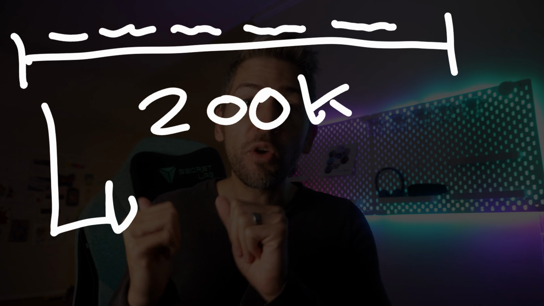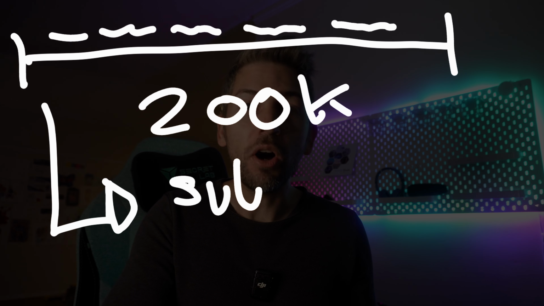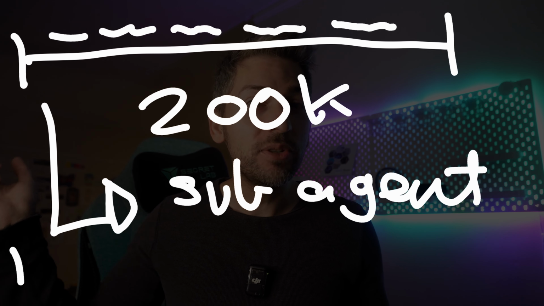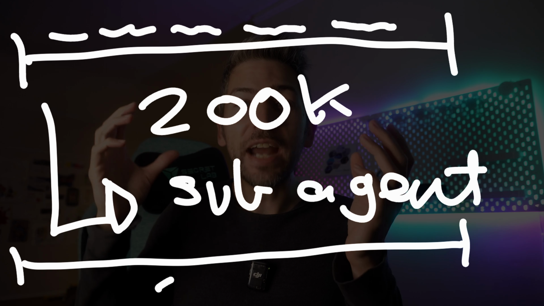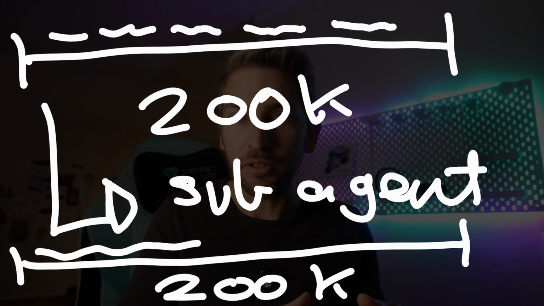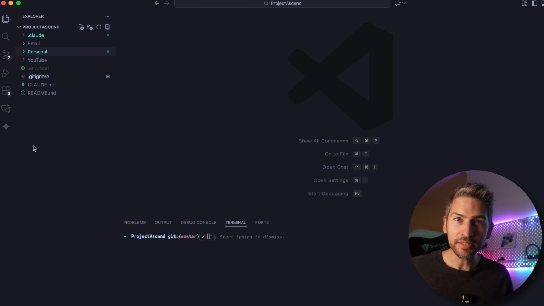Where subagents are really handy is when you want to offload certain tasks that don't need supervision, where you just get the result, and you're able to do all of that without polluting your main context window. Let me show you a practical example.